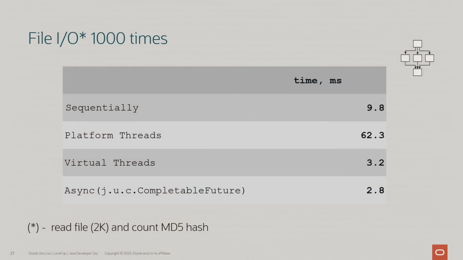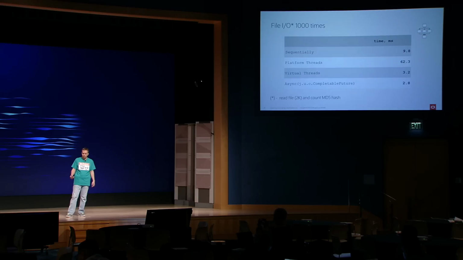And where we provide better performance is, of course, I/O. I have short examples, numbers for when we read a file from a file system. These numbers were taken on my laptop, and we just compute the MD5 hash code for this file. For a small file, it doesn't even make sense to do any parallelization based on platform threads in comparison with sequential execution. It works quite fast, and virtual threads and asynchronous programming work even better.